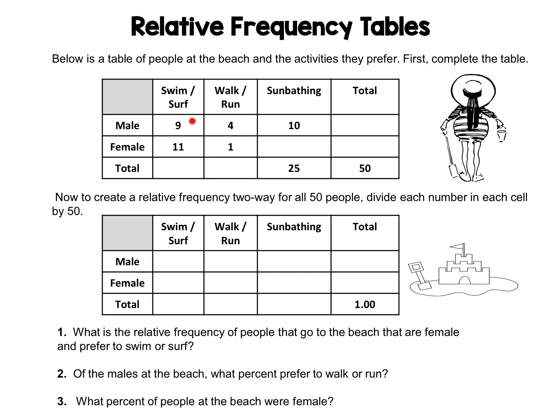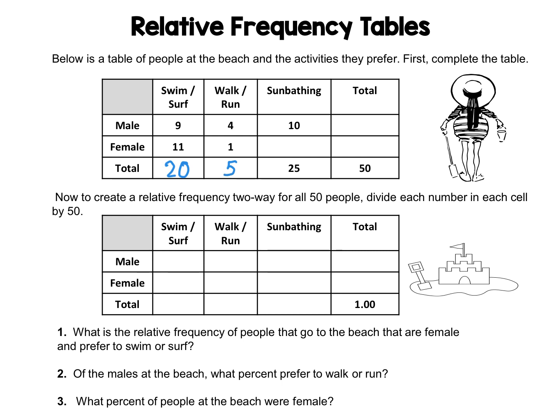Since we have 9 men and 11 women swimming or surfing, that means we can add the males and females to get a total of 20 people swimming or surfing. We can do the same thing with walking or running. 4 are male, 1 is female, so 5 people like to walk or run.